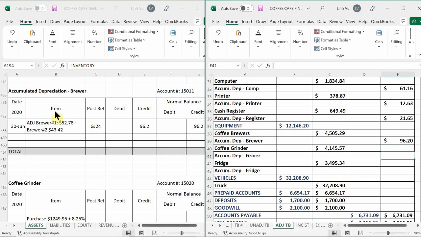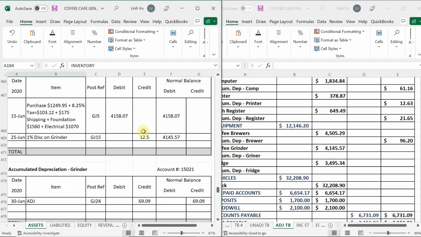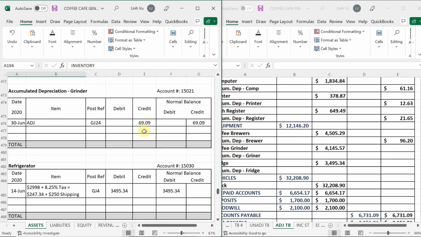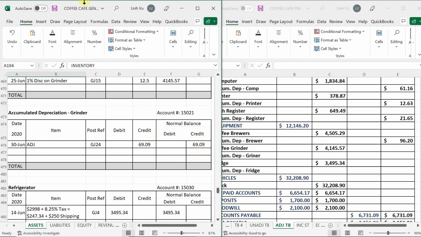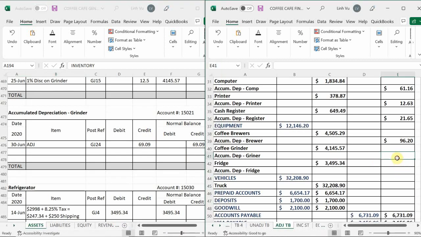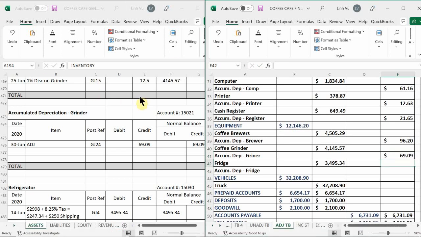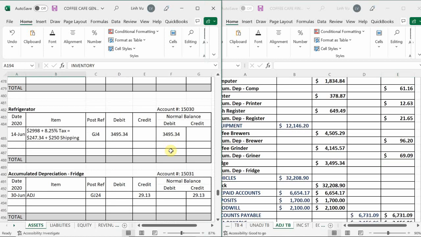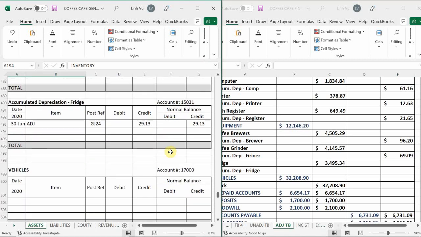My accumulated for the coffee grinder, right? It's still at $4,145. My calculated amount for that was, actually, $69.09. Ooh, I almost made a typo there. $69.09. Okay. Then my refrigerator was still $3,495, and we calculated total accumulated depreciation of $29.13.